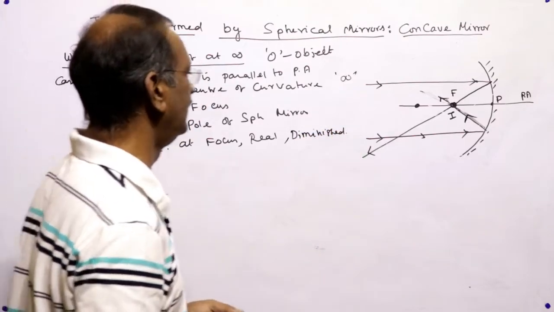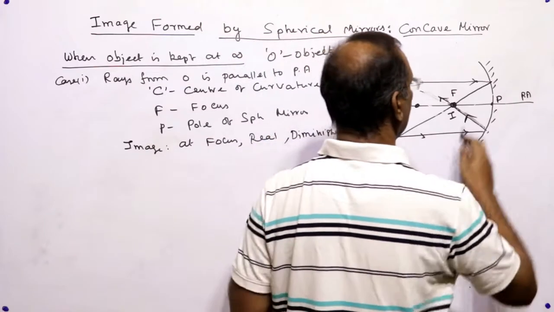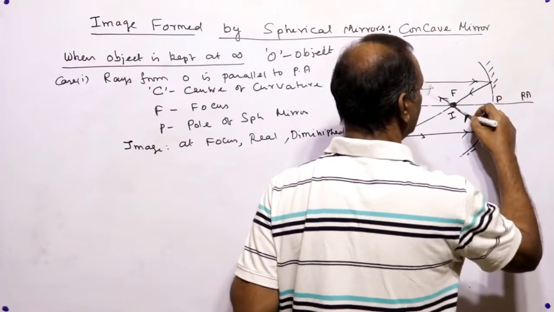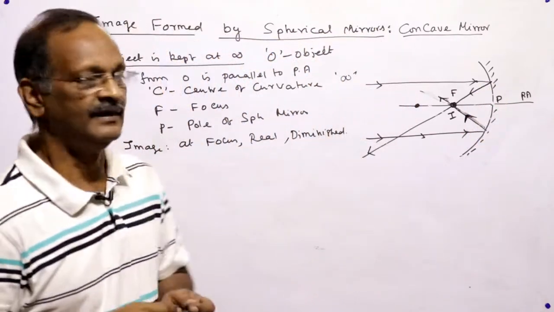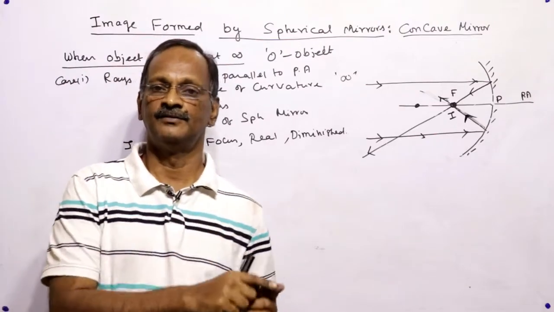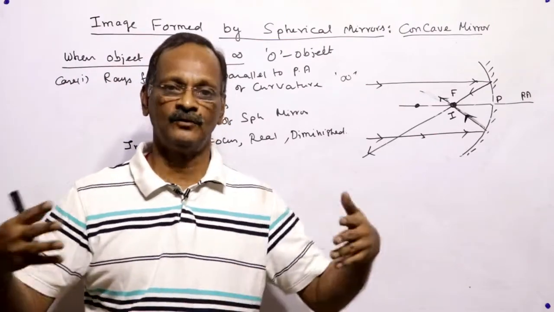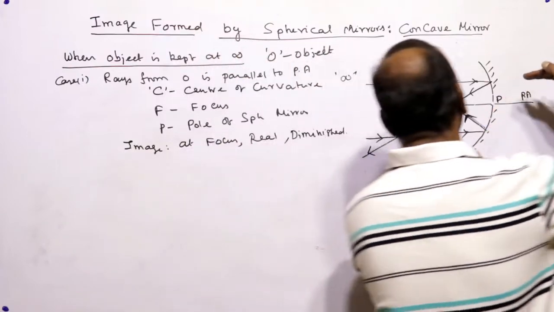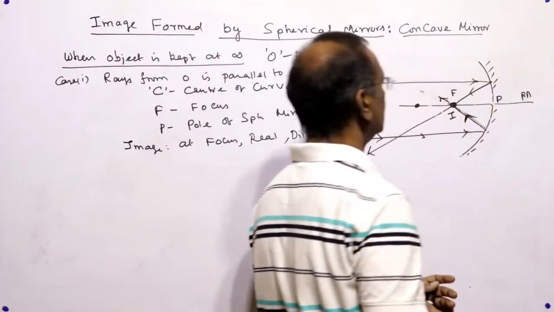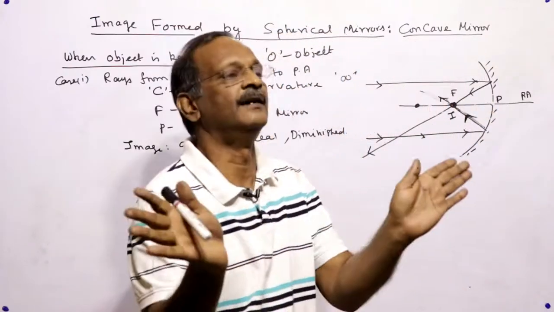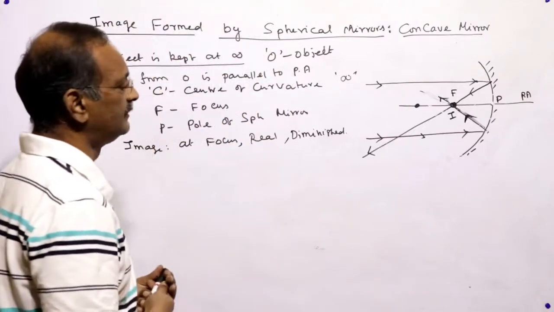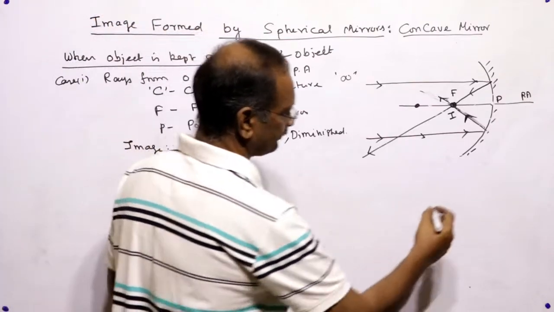Because why do we call it a real image? Because the rays are actually converging at a point, intersecting at a point. When the rays after reflection from a mirror actually intersect, actually converge. Converge means the rays should go like this. This is converge and this is diverge. That is a real image.